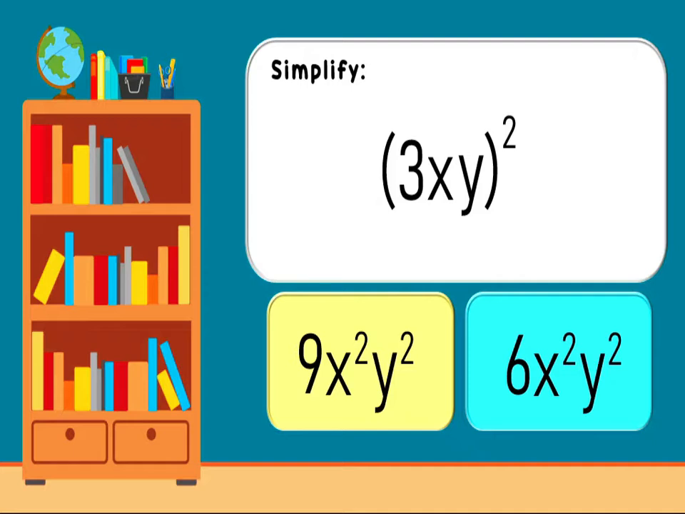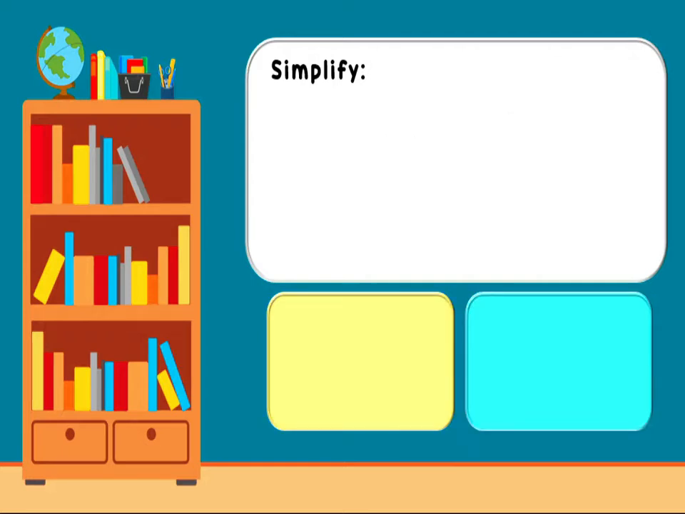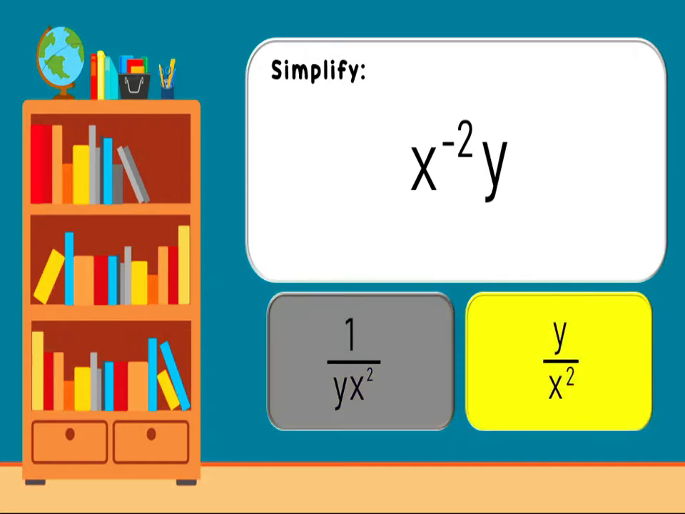Correct! The answer is daffodil. 9x raised to the second power, y raised to the second power. Next, simplify x raised to negative 2, y. Is it 1 over y, x raised to the second power, or y over x raised to the second power? Is it daffodil or cyan? Very good. The answer is cyan. Y over x raised to the second power.